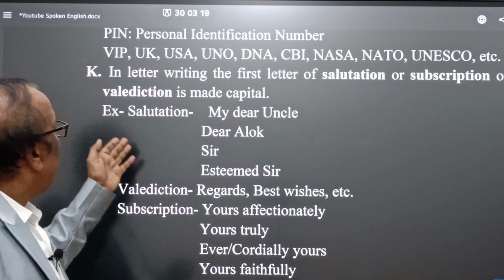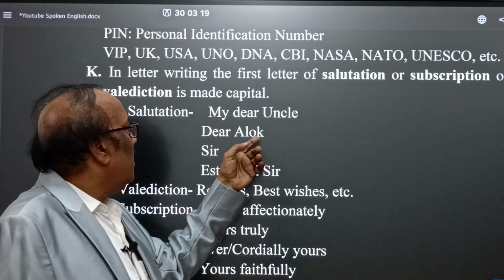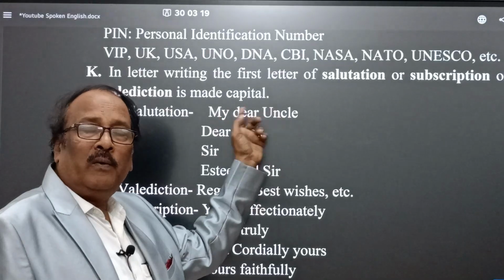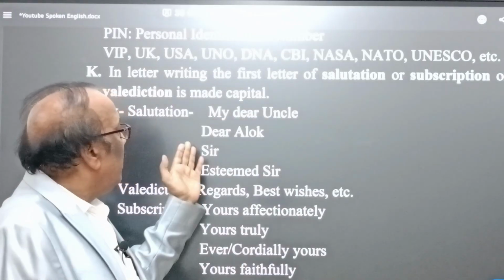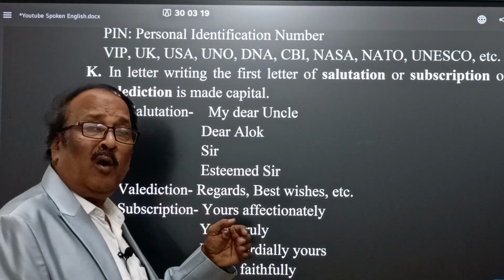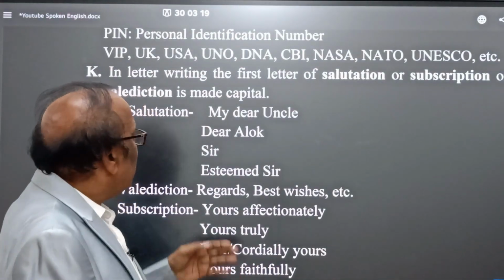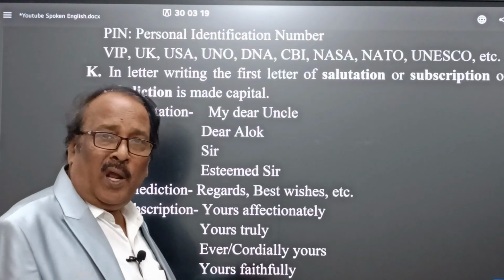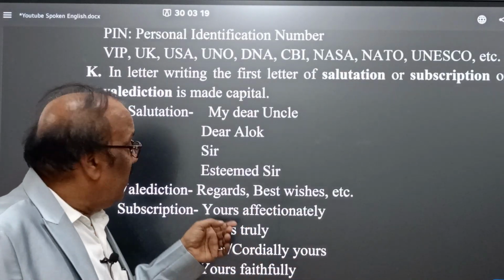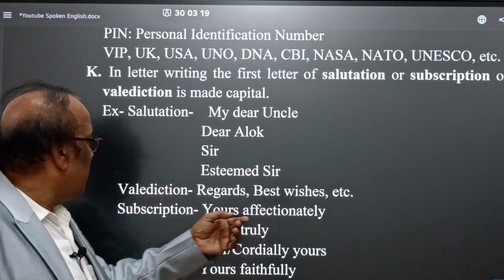Here we find that whenever we write a salutation, My dear Uncle, M capital, not D. Here Uncle, the first and the last, the beginning letter must be capital. Dear Alok, yes, here Alok is a proper noun, A must be capital, and D, the first letter, must be capital. Sir or Madam, S or M must be capital. Esteemed Sir, E capital, Sir capital.